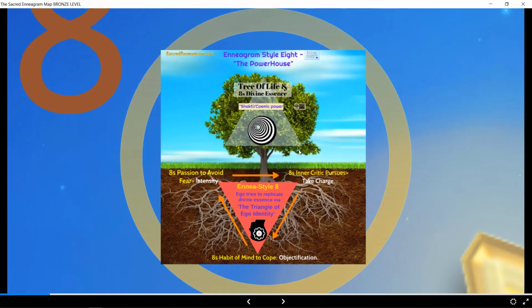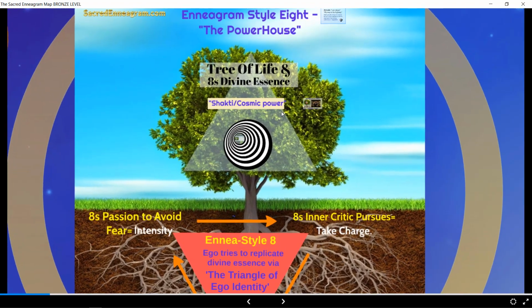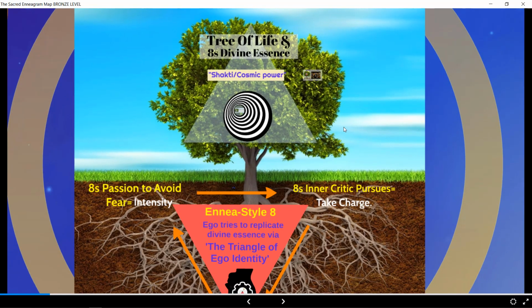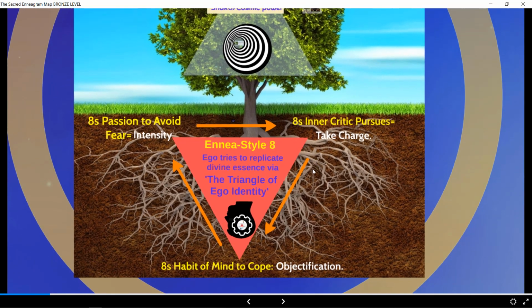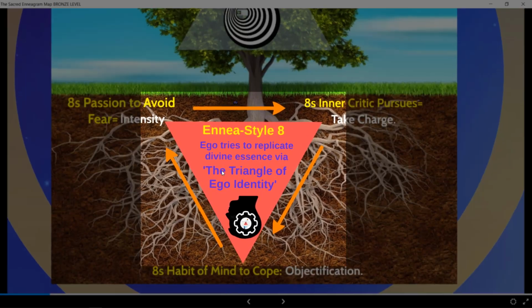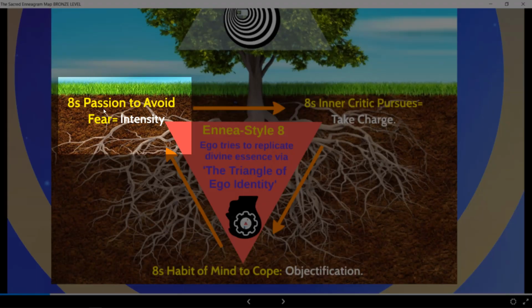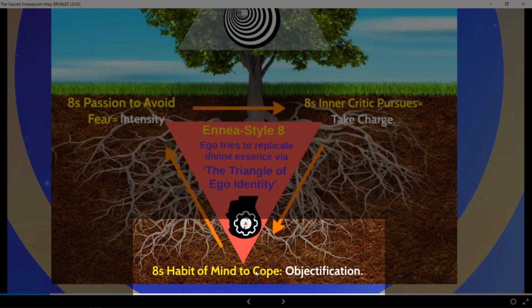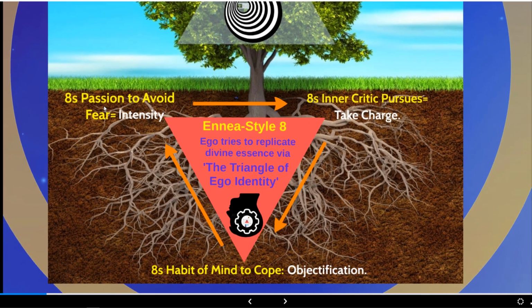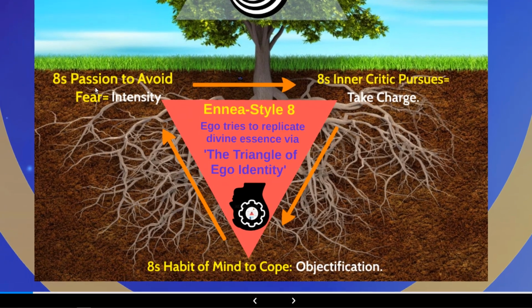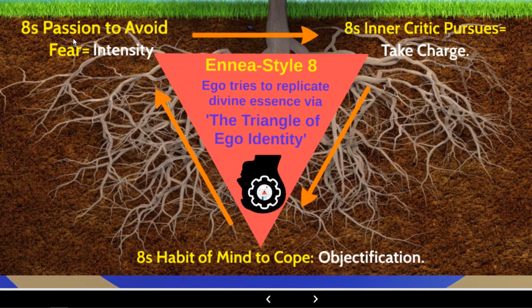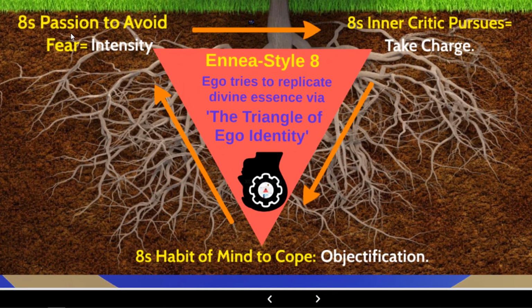Zooming back into Enneagram Type 8's type. As we went through before, you have the attitudes or the description of the Enneagram Style 8. And we have what's below ground and above ground. What's below ground here is the triangle of ego identity. We have the passions to avoid fear, the inner critic pursues, and the habits of mind to cope. When we are caught in the triangle of ego identity, we get stuck into different habits and mind fixations and seek to avoid a particular fear that makes us feel vulnerable or stressed.